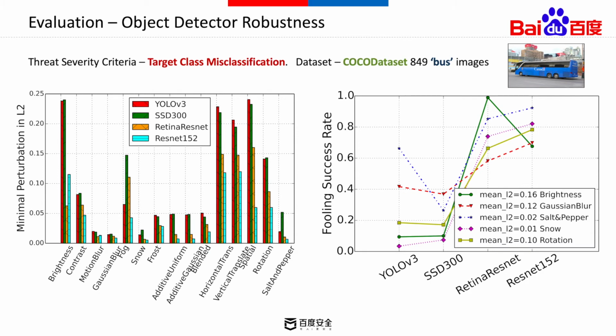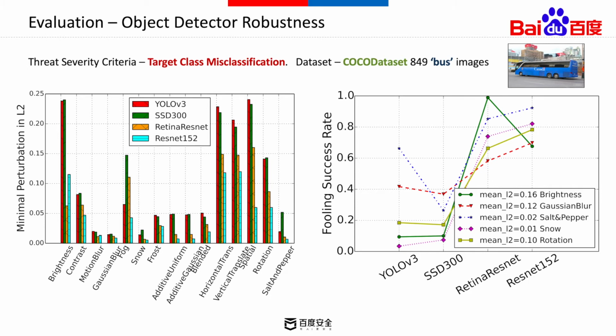The threat criterion we used is target class misclassification, which means as long as the main object from the test image is no longer bus, it is considered a target class misclassification. We measured the robustness for all 15 safety properties for all three object detectors on the left figure. We also added ResNet152 for comparison purposes. The x-axis is the safety properties. The y-axis is the minimum perturbation measured in L2 distance. The higher the bar, the more robust it is for its corresponding safety property.